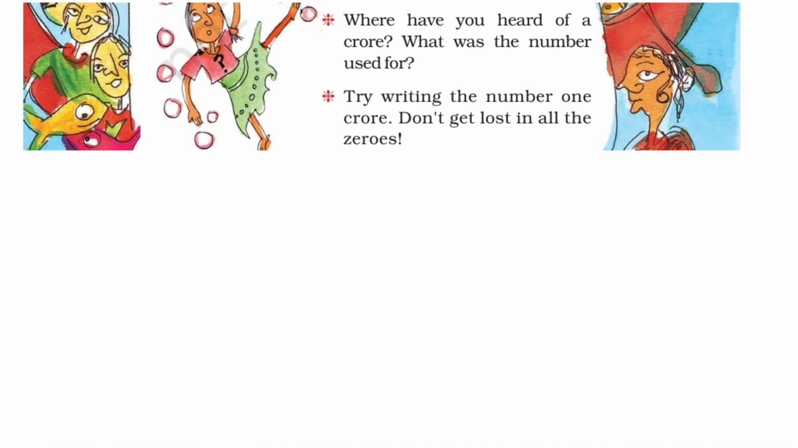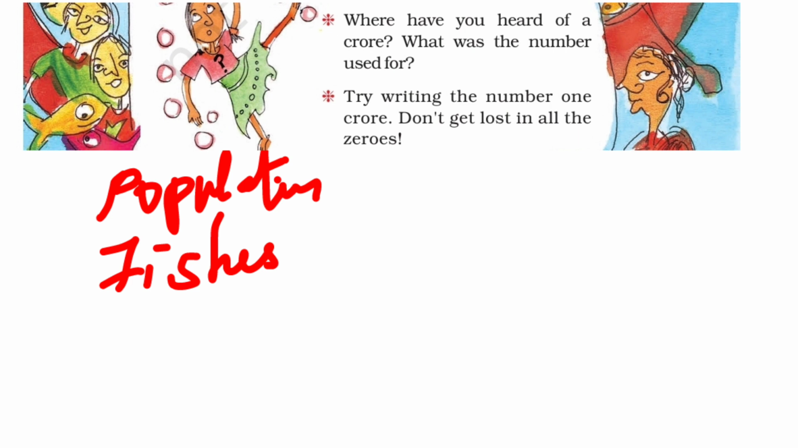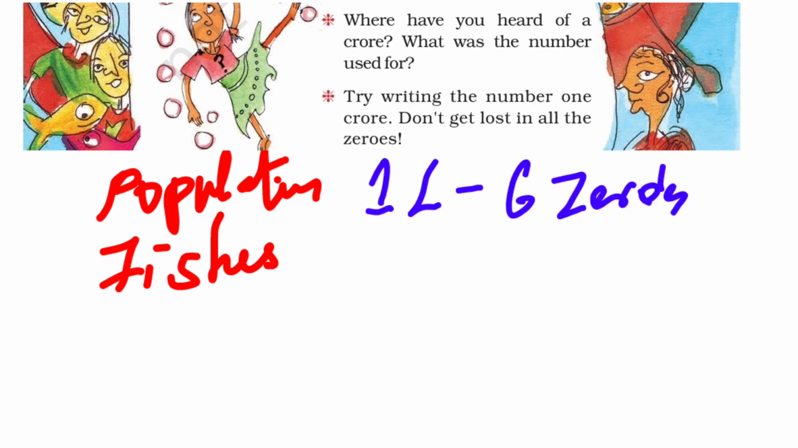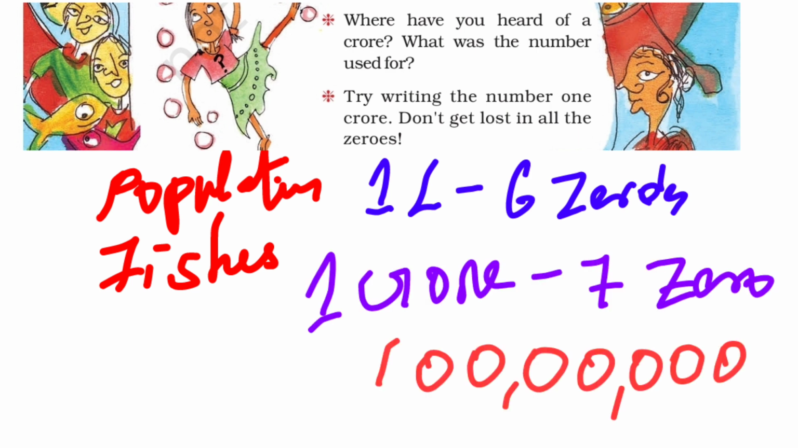Next they are asking, where have you heard of crore? What was the number used for? So where are the places we hear about crores? You can say the population of a country or the number of fishes inside the ocean. So try writing the number 1 crore. Don't get lost in all the zeros. We already know 1 lakh has 5 zeros. So for 1 crore it's 7 zeros.